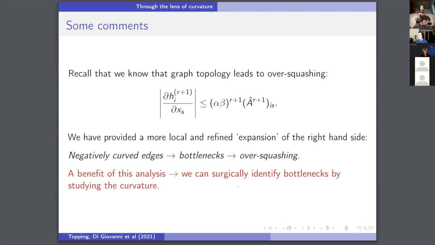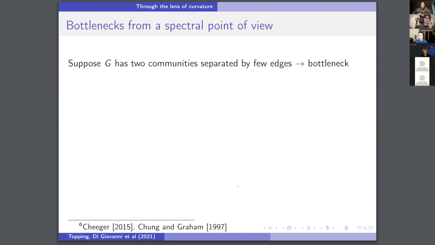And I'm going to finish this section by mentioning a few things about bottlenecks that are going to be relevant for what Jake is going to say next. There is a notion that some of you may be familiar with that's been widely studied in the graph community, that of the Cheeger constant. Suppose you have a graph that has 2 communities separated by few edges. Communities here refers to the topological notion, nothing to do with label distribution.